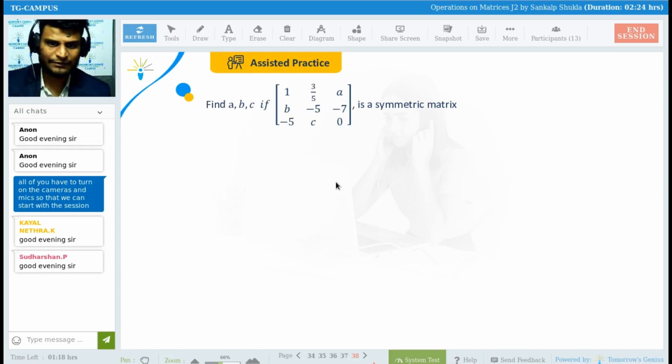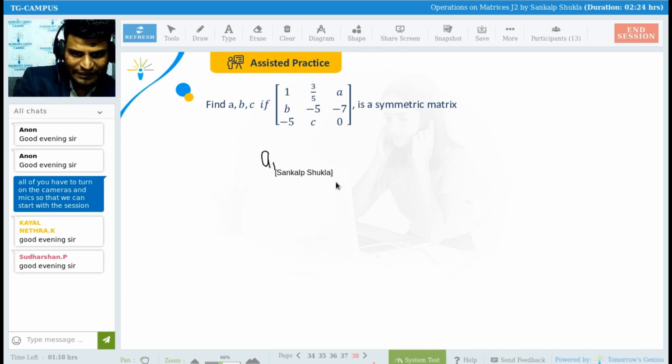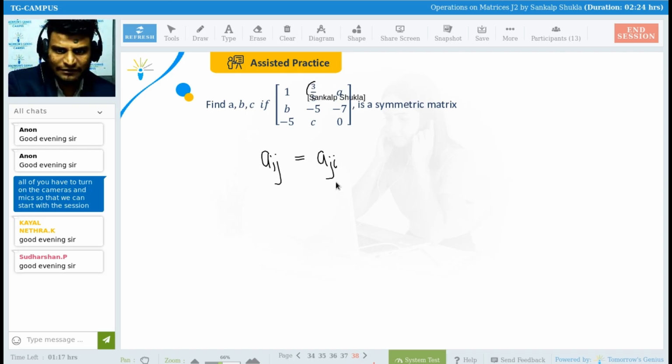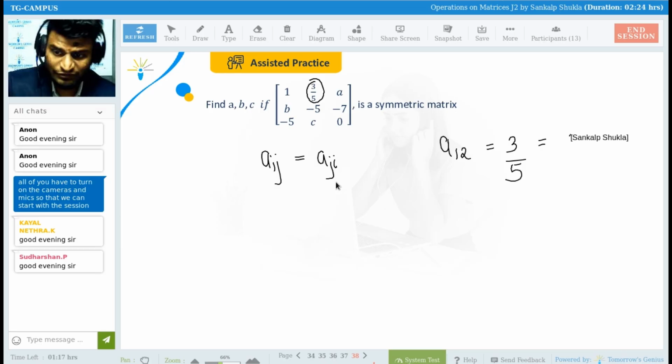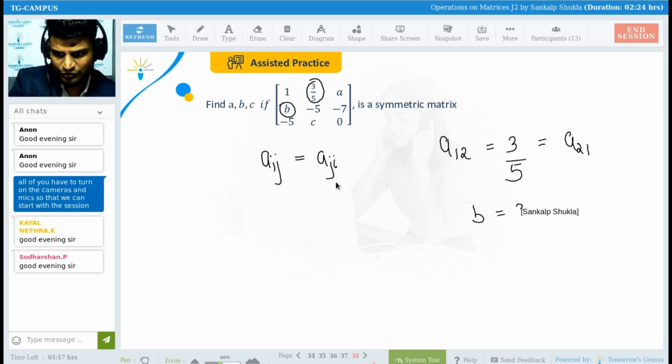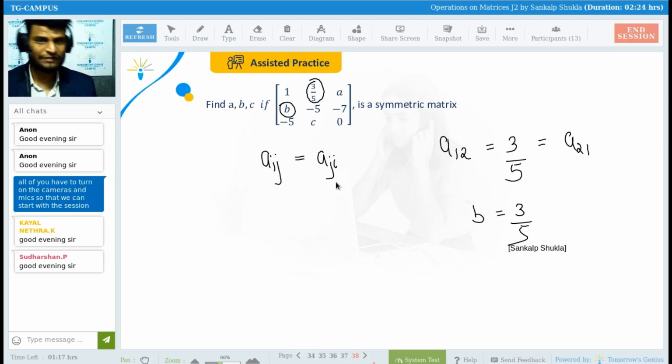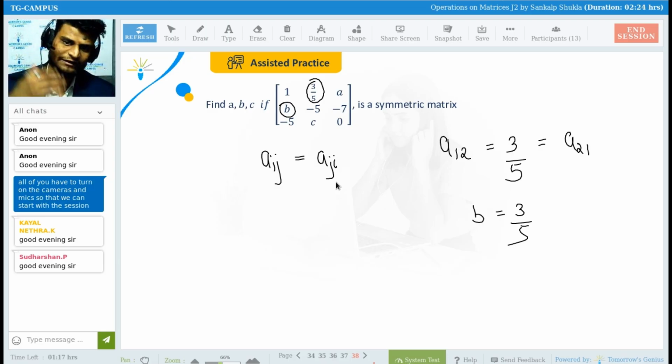Okay. Next question. Find A, B, and C if this is a symmetric matrix. I know the condition for a symmetric matrix: Aij is always equal to Aji. So I'll pick any random element, that is 3 by 5, A12. What is A21? That is supposed to be equal to A12. A21 is B, so B is equal to 3 by 5. If the question says this matrix is symmetric, you can easily find A, B and C just by comparing these values.